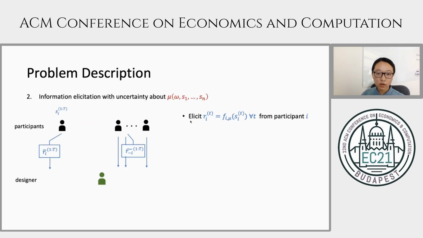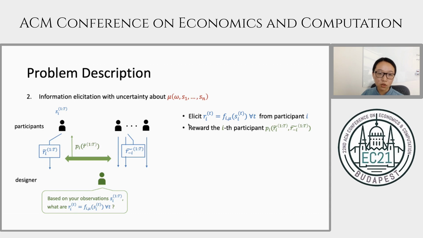The designer's goal is to elicit certain information, R_i, from each participant i. And this R_i is represented as a function of his private signal S_i. After the designer collects the information from these participants, she needs to decide a reward for each of them. And this reward needs to be decided without knowing the underlying distribution mu. But we allow the designer to have some partial information about mu, so that she can restrict the possible underlying distribution to a set denoted by M.